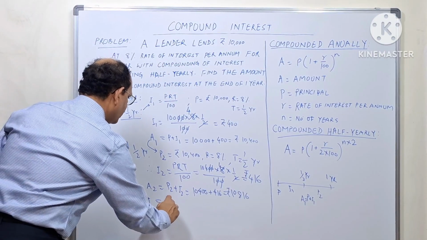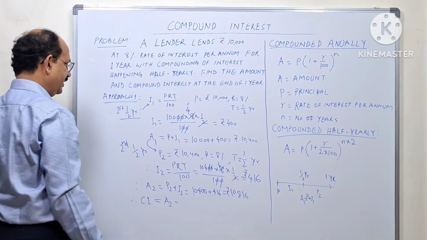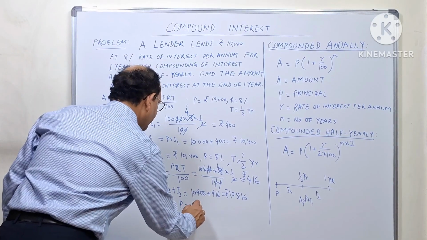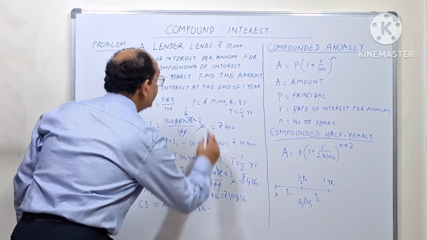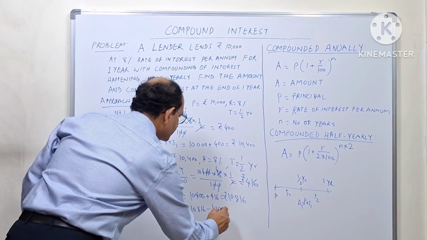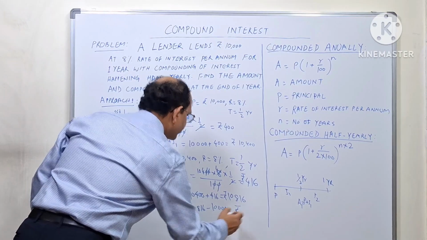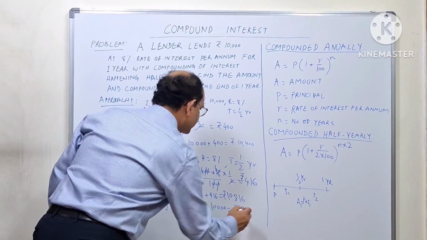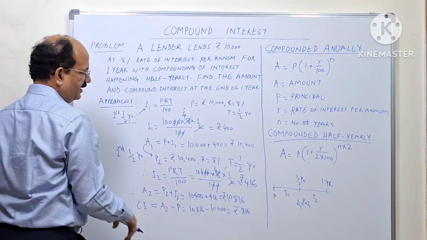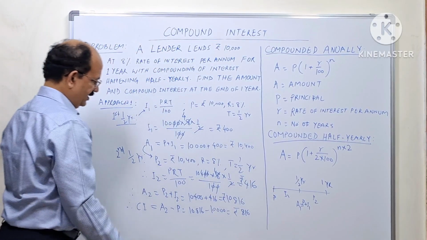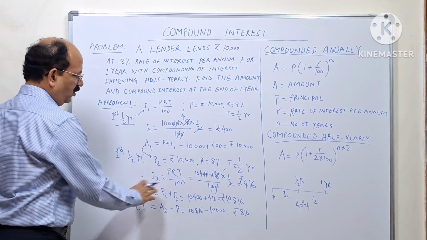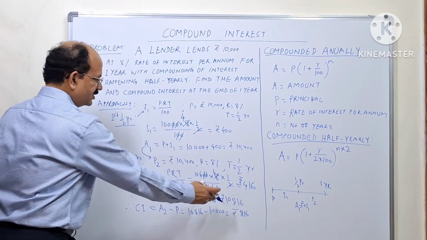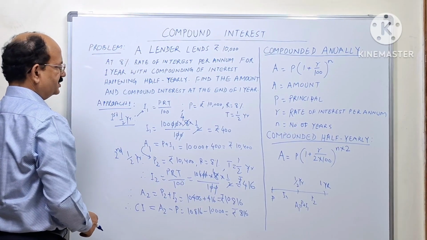Now because we got the amount, the compound interest CI at the end of 1 year duration will be the amount earned finally at the end of 1 year minus the original principal P, which will be 10,816 minus the original principal of 10,000. Therefore compound interest at the end of 1 year will be equal to 816 rupees when compounding is happening half yearly. So the total amount will be 10,816 and compound interest will be only 816.